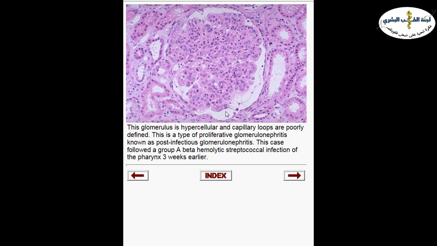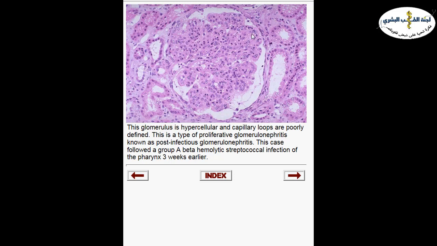Now, this is another glomerulopathy here. What do you notice first if you look at this glomerulus? What's the first thing that you noticed? It's crowded. Yes, it's cellular. We call it hypercellularity. It's much, much more cellular than the normal glomerulus we saw first.